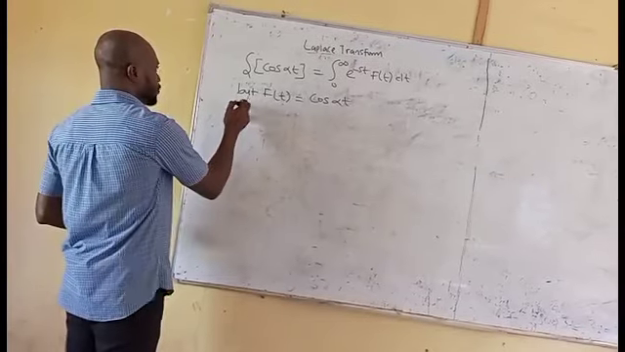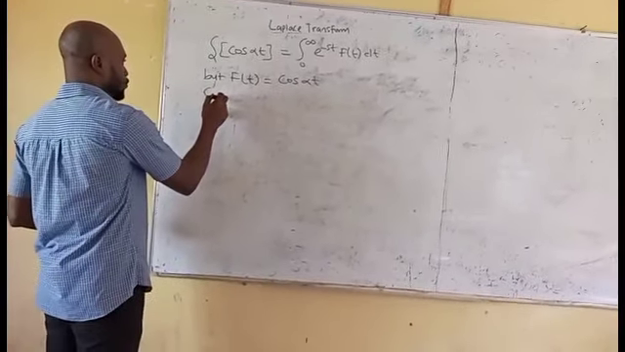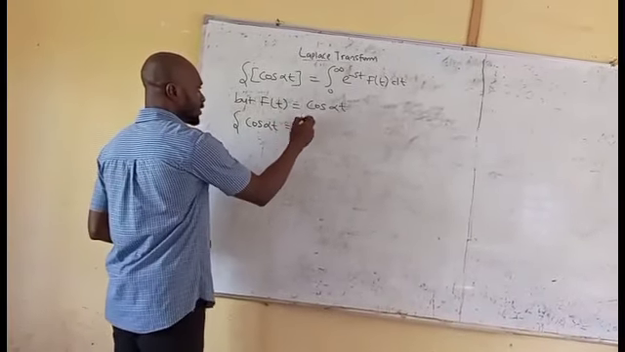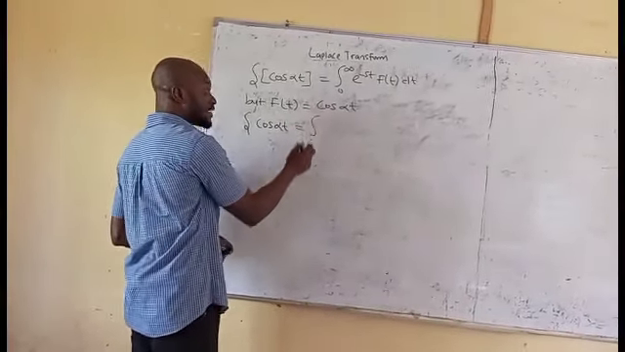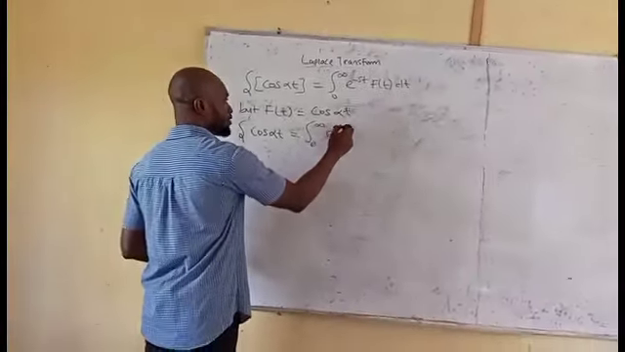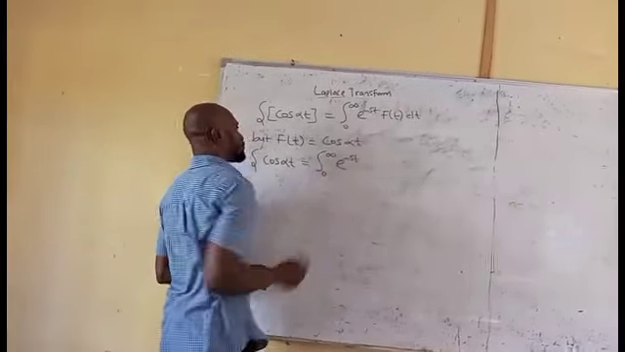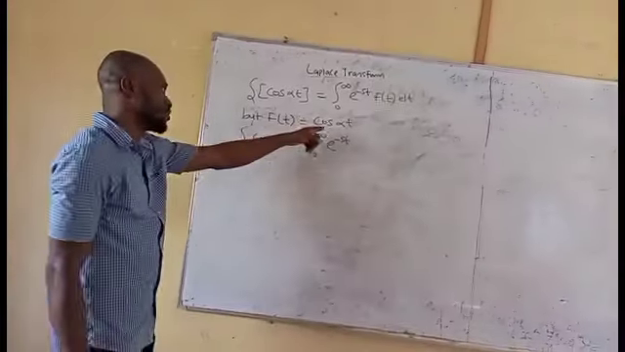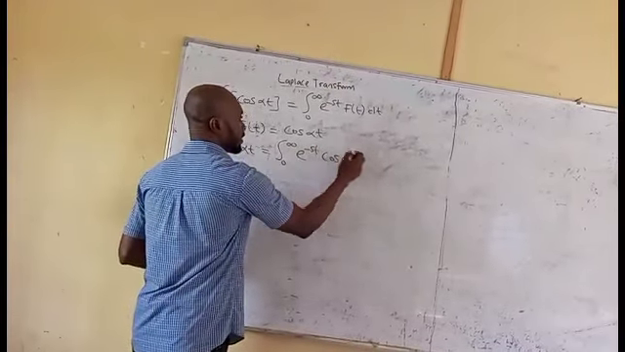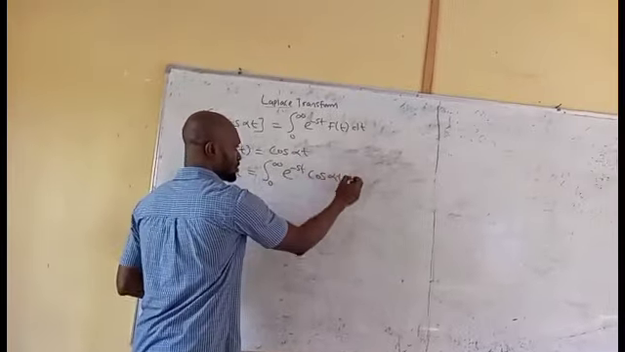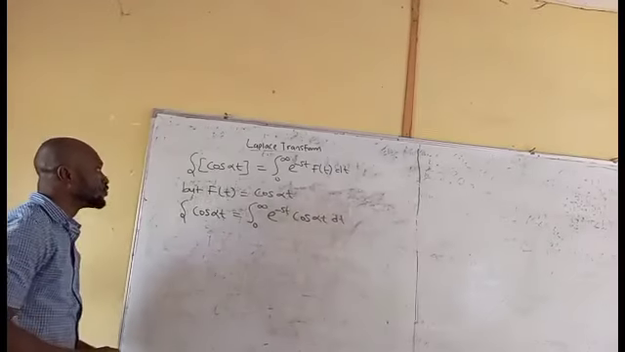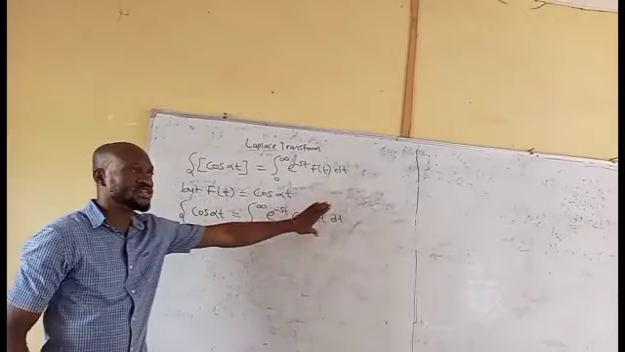So we're going to have your Laplace transformation of cos alpha theta give you the integral form from 0 to infinity, then your exponential raised to power minus st, then your f of t, which now gives you cos alpha theta, times dt, because your f of t will give you cos alpha theta. So now you have the equation in this form.